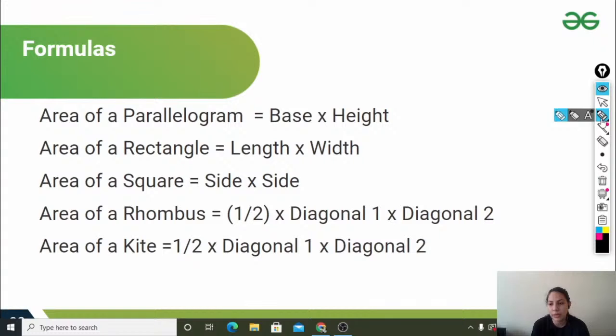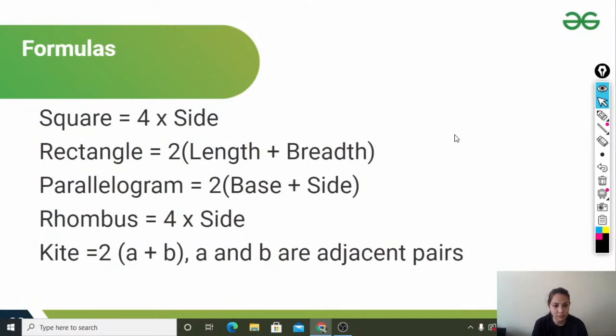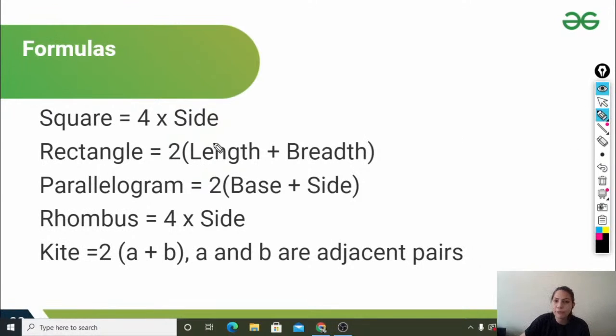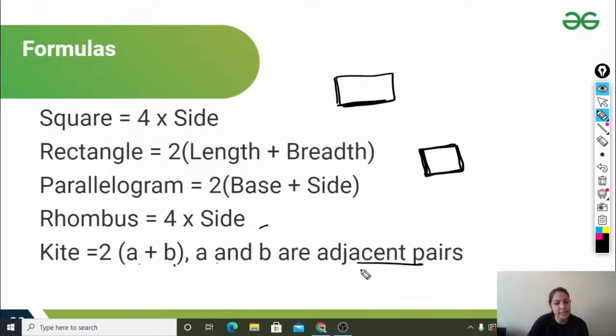I will wait if you want to note down. Okay, so let's move and see the other formulas. So, these are the formulas of perimeter. The perimeter of a square is 4 into side. Of a rectangle, 2 into length plus breadth. Of a parallelogram, 2 into base plus side. Suppose this is also a parallelogram. Of a rhombus, 4 into side, this is very common, and of a kite, 2 into A plus B, where A and B are adjacent sides.